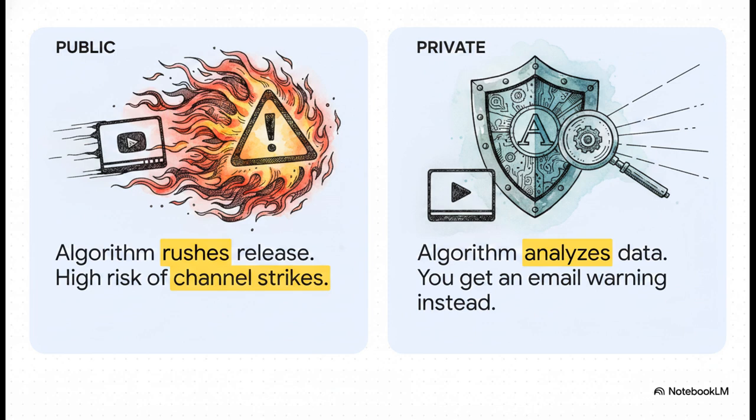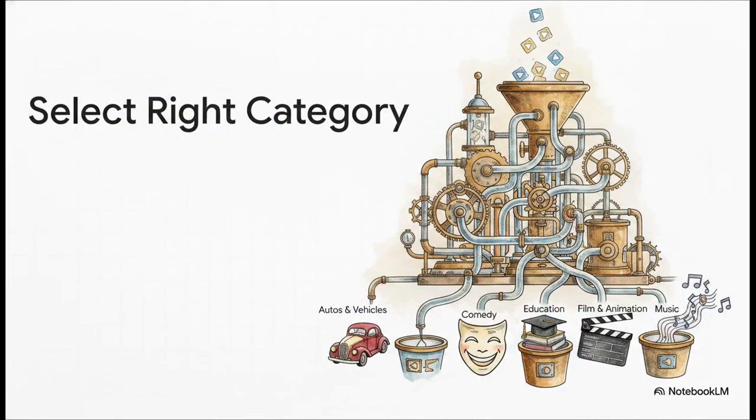Second, keeping it on private gives the algorithm the time it desperately needs to actually analyze your video's data. If you rush it out to public immediately, the algorithm hasn't had a second to figure out who your ideal audience even is. Staying right there under advanced settings, we have categories. Listen, if you don't tell the algorithm what your video is about, it's just going to guess, and it will probably fail to recommend it.